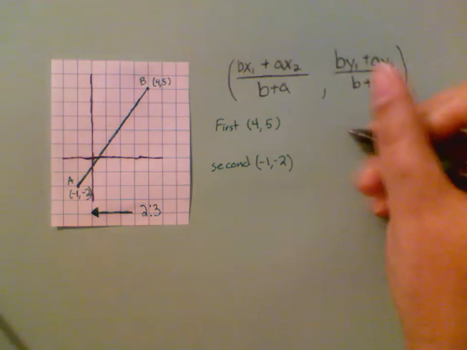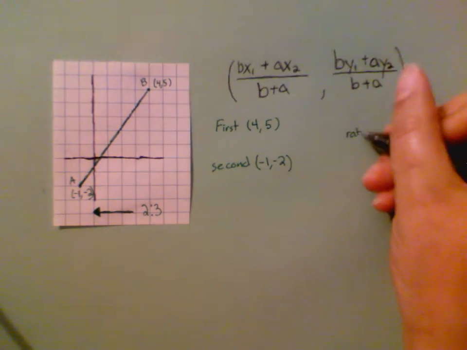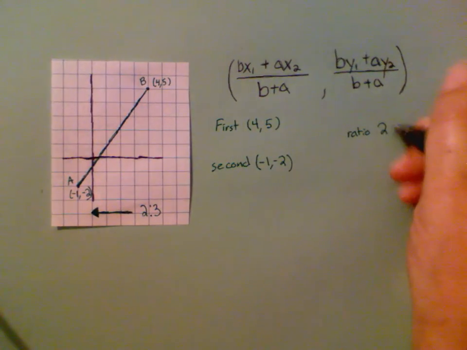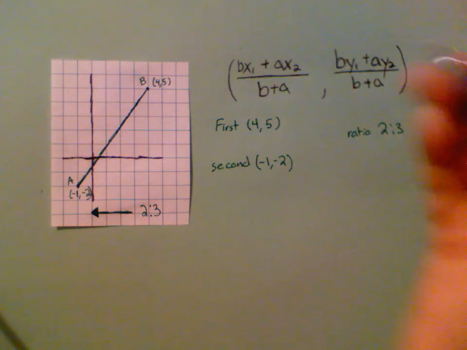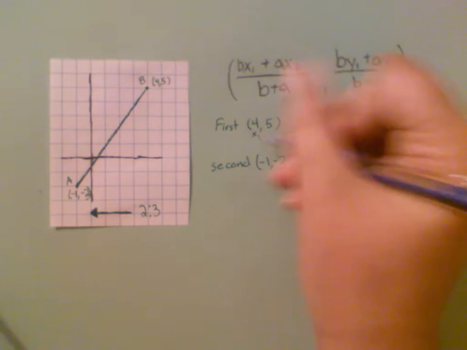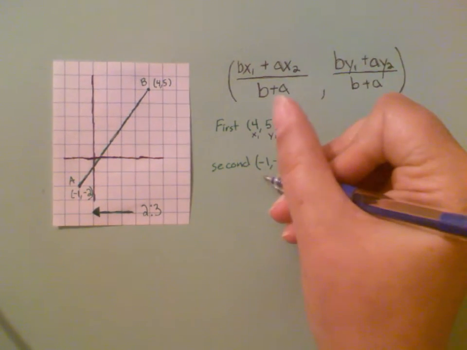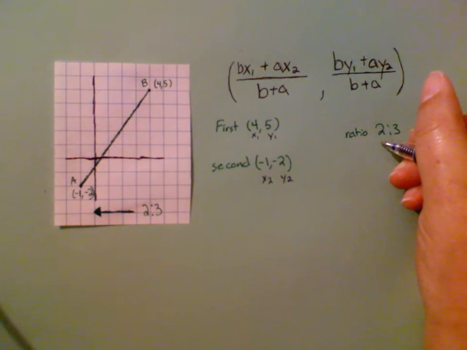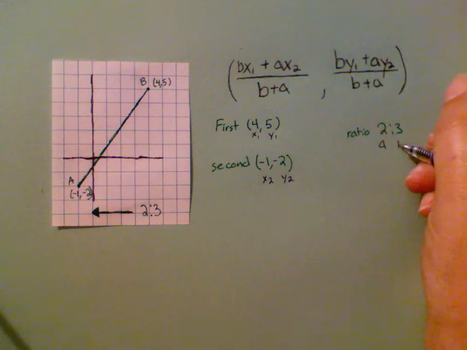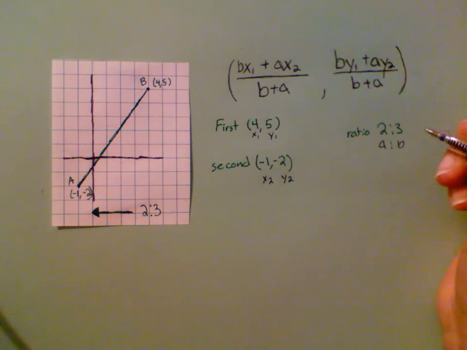Okay, but our ratio, like I said, is still the same. Alright, so again, your first point is your x sub 1, y sub 1. Your second point is your x sub 2, y sub 2. And the ratio is still A to B. Okay? So the first steps here are very, very similar. We're going to do that substitution step now.